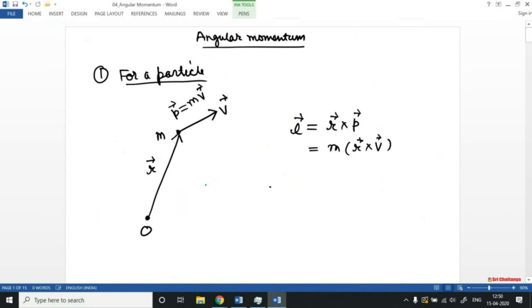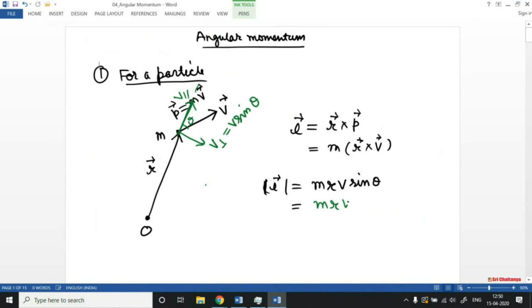Okay, so obviously its magnitude we will be able to write as mrv sine theta. And the alternate way of writing this is, geometrically you can see that if this angle is theta, then v will have two components. This would be v parallel, and this would be v perpendicular, and here v perpendicular is nothing but v sine theta. So this can be written as m r v perpendicular as well.